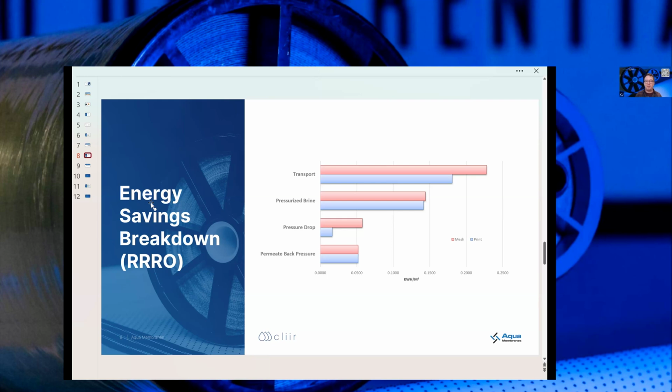Pressure drop, as we talked about, the pressure drop through the system, is much lower for the print. And then all of these systems, both of them were feeding a relatively high feed tank. So there's a back pressure in the permeate. And so we can pretty accurately break down where the power was going. And as you can see, the savings was essentially split between the transport and pressure drop, which makes sense based on the increased active area and the more efficient flow through the feed channel.